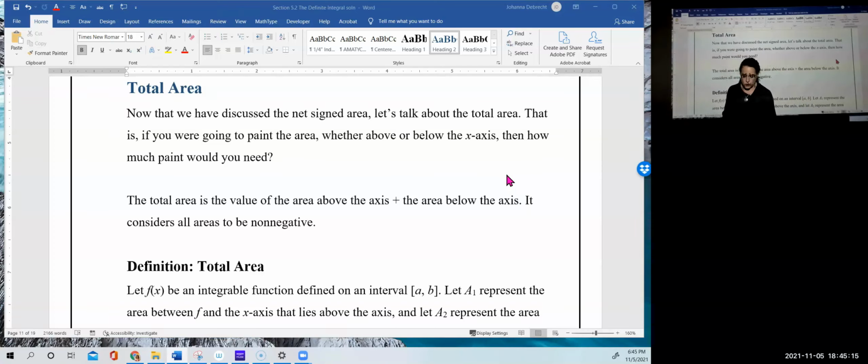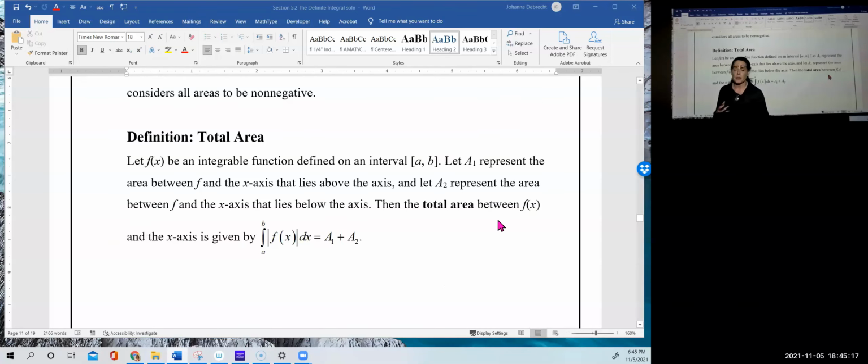So when we talk about total area, we're talking about the region you would need to cover with paint to shade in all the shaded region between the curve and the x-axis. This makes it the absolute value of the integrand. And this doesn't give you A1 minus A2, where A2 is below the axis, but instead A1 plus A2. So it's the sum of the two areas. So total area is the absolute value of the integrand, and net signed area is just the integrand.